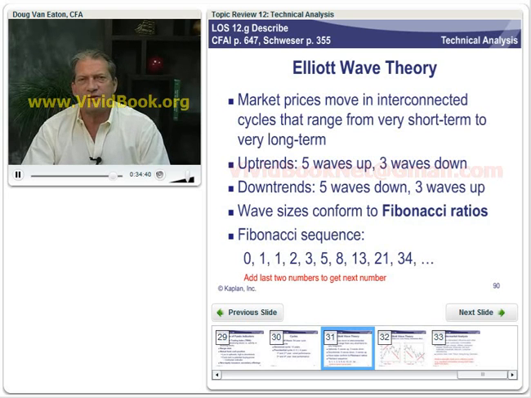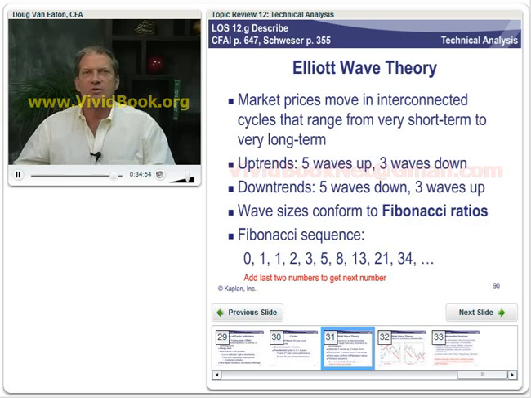Now these wave sizes supposedly conform to Fibonacci ratios. The Fibonacci sequence of numbers is just a sequence of numbers where we add the two previous ones together. So as you can see from this, we start with 0 and 1. 0 plus 1 equals 1, 1 plus 1 equals 2, 2 plus 3 equals 5, on up. And then they also work quite a bit with Fibonacci ratios, which are ratios of Fibonacci numbers, like 5/8 or 8/13.